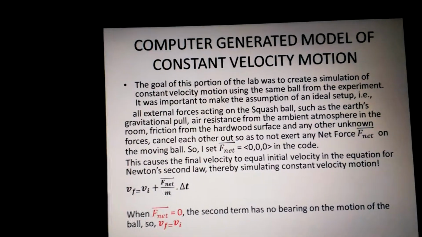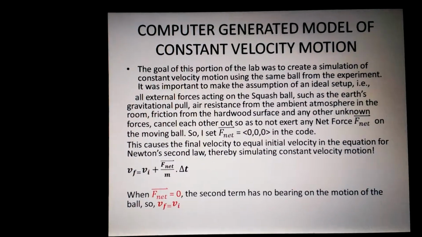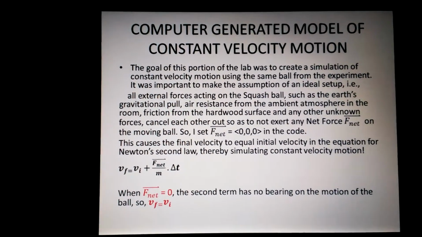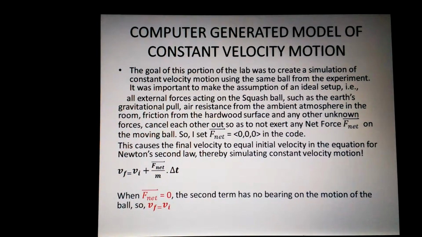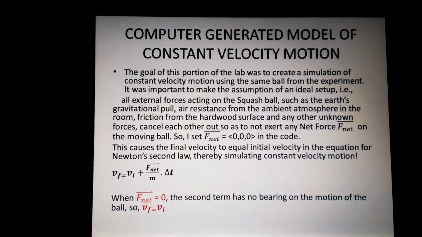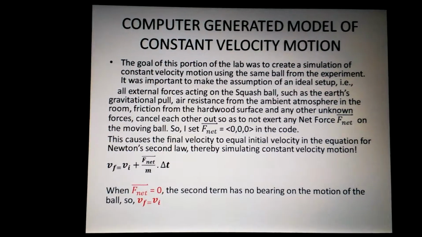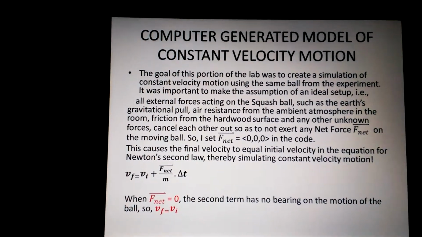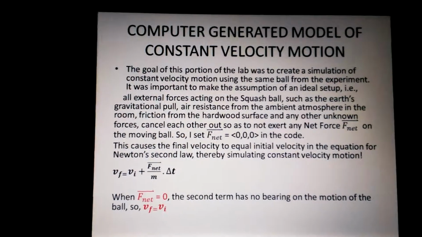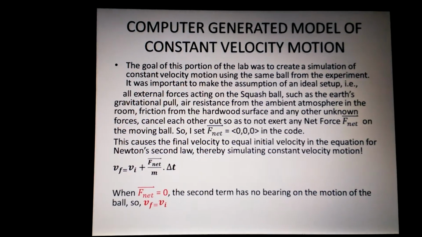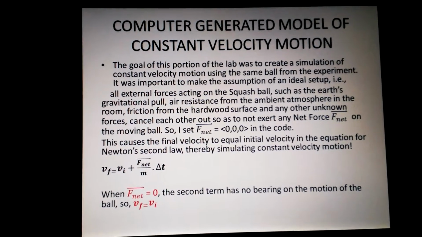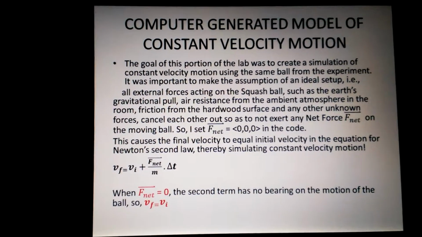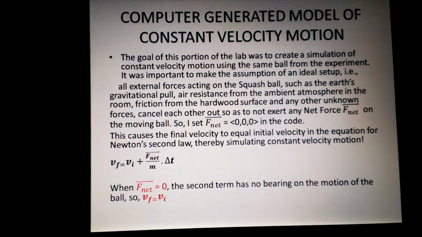For the computer-generated model of constant velocity motion, the goal was to create a simulation of constant velocity using the same ball. So I had to make an assumption of an ideal setup, that is, all external forces acting on the ball, such as gravity, air resistance, and any other forces like friction or any other unknown ones, cancel each other out so that the net force is equal to 0. I set the F net value equal to 0 in the Python code so that it has no bearing on the final velocity in Newton's second law equation.